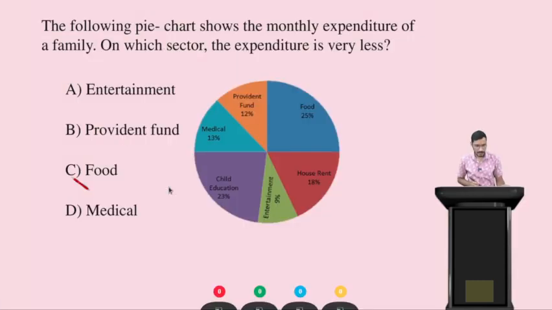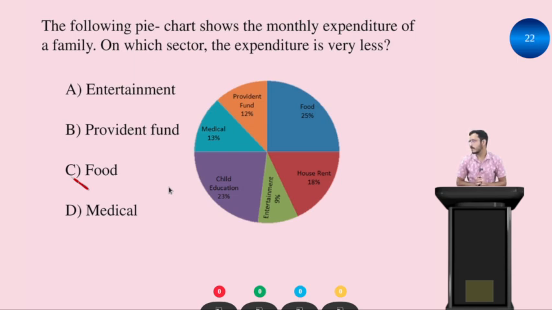Students, now we have one more question here. The following pie chart shows the monthly expenditure of a family. On which sector is the expenditure very less? Now I am giving you 30 seconds. Which option is correct here?